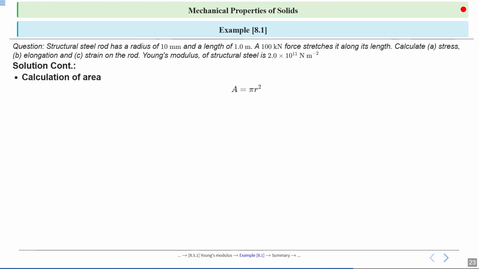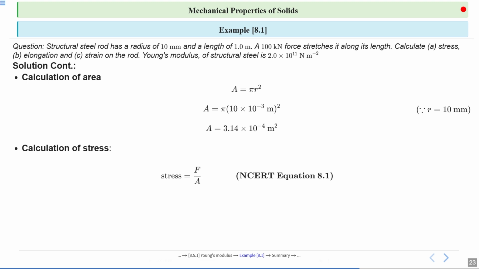First, we need to calculate the cross-sectional area of the rod. The formula for the cross-sectional area of a rod is A equal to pi r square, where r is the radius. So just put the values. A equal to pi into (10 raised to the power minus 3 meter) whole square, and solving this you will get A equal to 3.14 into 10 raised to the power minus 4 meter square.